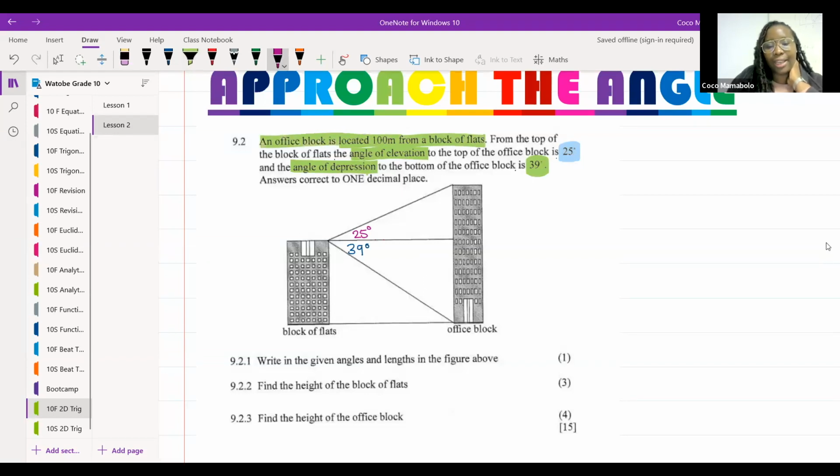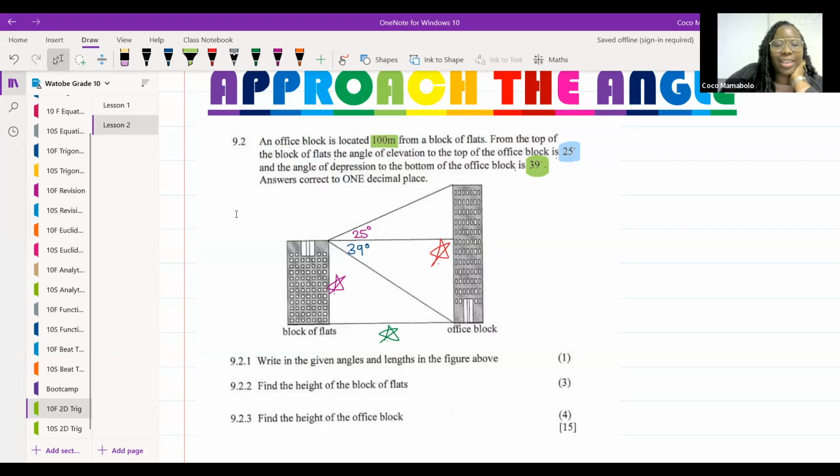Again, let's color it, guys. Purple, red, or green? Where does the 100 meters go? Read the question again. It says that an office block is located 100 meters from the block of flats. Purple, red, or green?